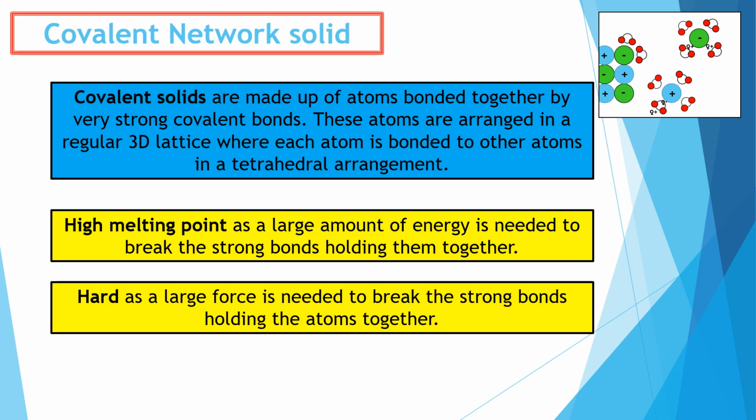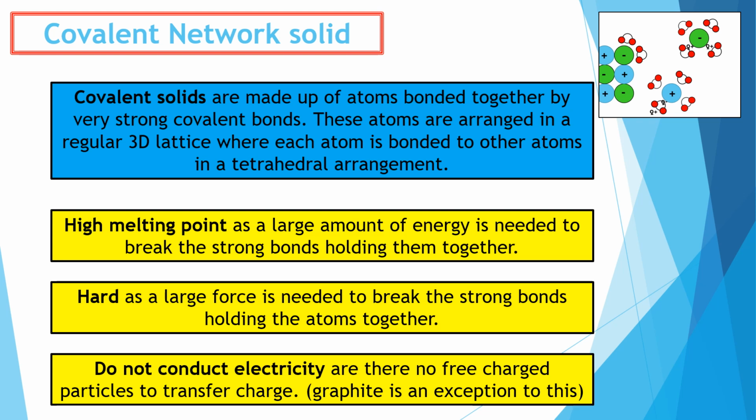Also, they are very hard. Remember, when we're talking about hardness, we're saying that it needs a lot of force to break the strong bonds. Really hard means if I rub diamond against something, it's going to scratch the things that we rub it against, which is why we can use diamond to etch glass. It will etch just about anything.